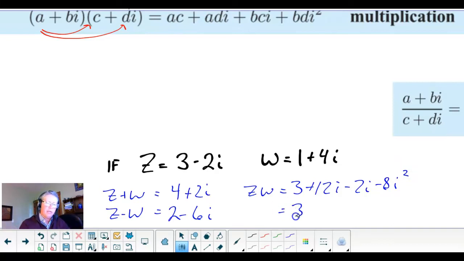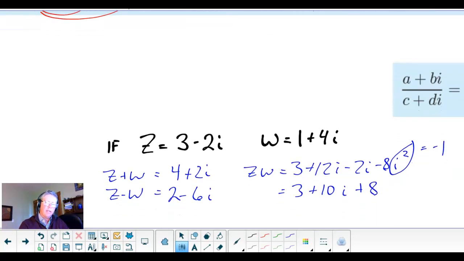So that's going to be 3 plus 10i. Remember i squared? This is always equal to negative 1. So that's going to give me a plus 8. And finally, I get 11 plus 10i. Awesome. All right, let's talk about division.